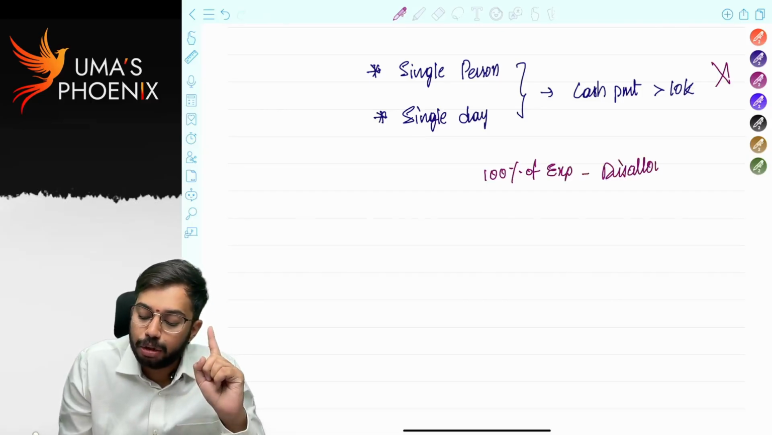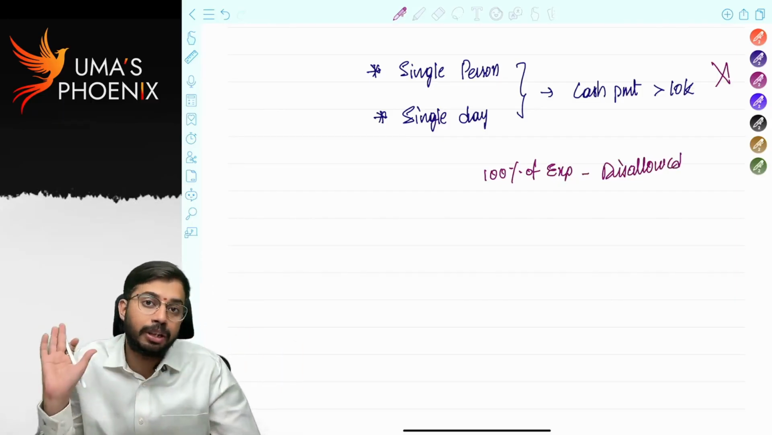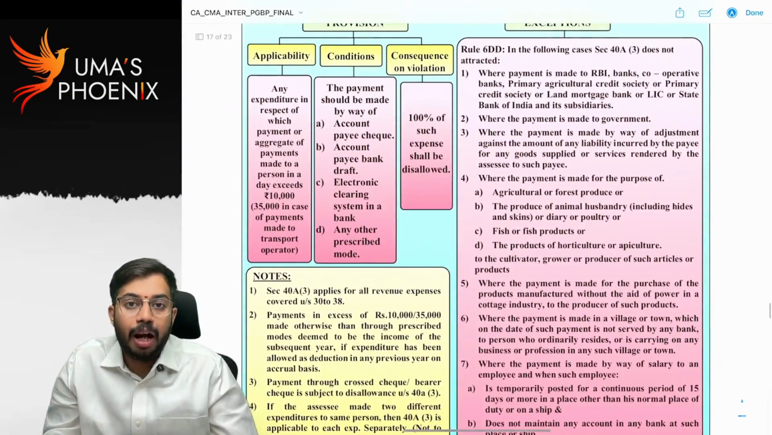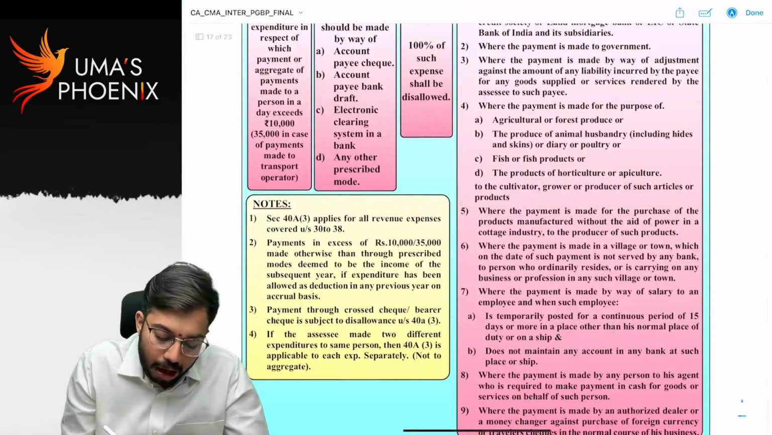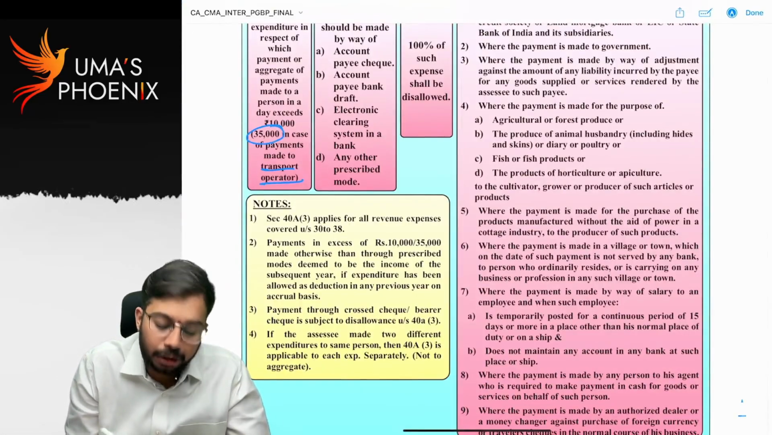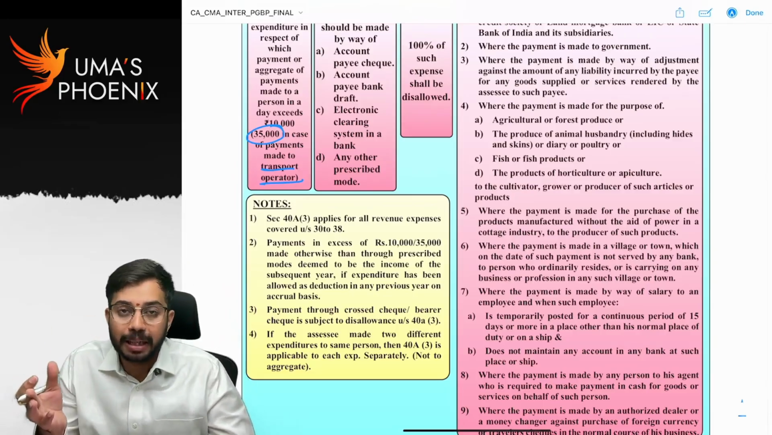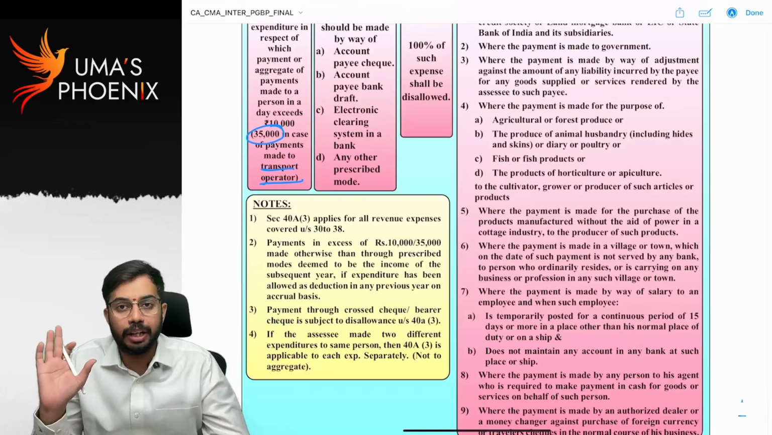See, under 40A2, only the excess payment is disallowed. Under 40A3, 100% of the expenditure, the total payment, will be disallowed. Are you able to understand? But when you are making payment to a transport operator, up to 35,000 rupees you can make cash payment. Beyond 35,000 rupees for a single person in a single day, if you make cash payment to a transport operator, that is not allowed as deduction.